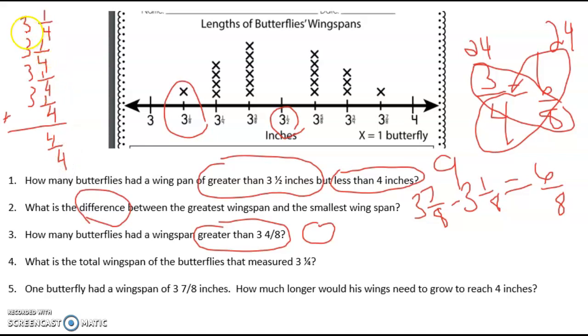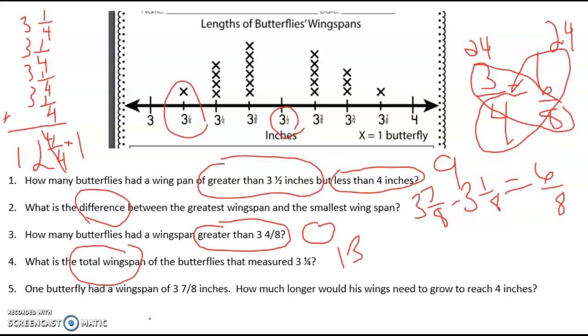Add the whole numbers. 3, 6, 9, 12. All right, 12 4/4. That 4/4 is really a whole. 12 plus 1 gives you 13. 13 inches. 13 inches was the total wingspan of the butterflies that measured 3 1/4 inches.